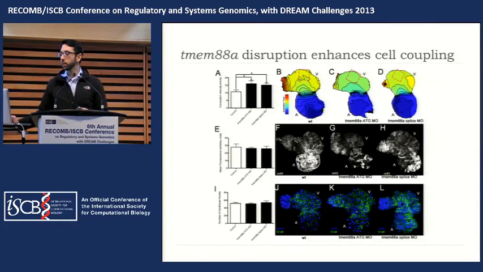I looked at expression of connexins, which are a cell coupling protein, and cell architecture. There were no other differences that could explain this increase in electrophysiological coupling. So it was a Wnt-dependent effect.